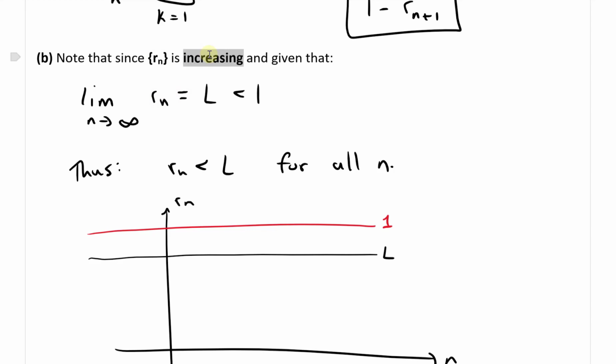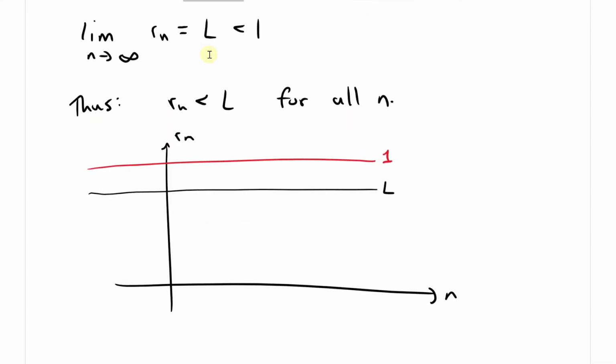So that's the key point here. The value of R_n is going to be increasing and increasing and so on. So every single one of these, this is 1, this is 2, and so on, R_n is always going to be less than this L, because the limit is approaching it and it's an increasing function. So it's always going to be less than L.